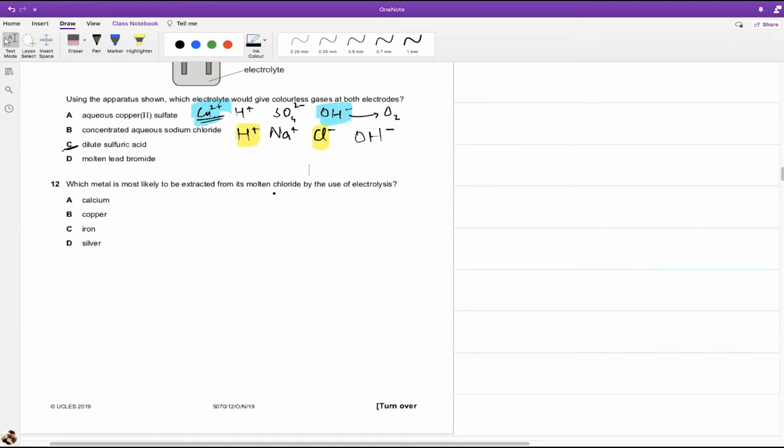So anything that is very reactive, उसको break down करने का हमारे पास कोई तरीका नहीं है. So clearly, this answer should be calcium. Silver, iron, and copper can all be extracted through cheaper methods. So that is why the most likely one is electrolysis for calcium, because calcium is very reactive.